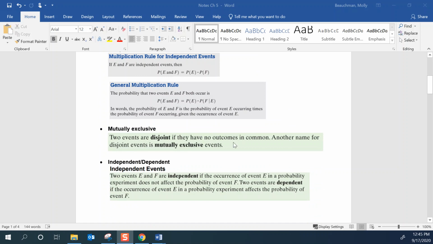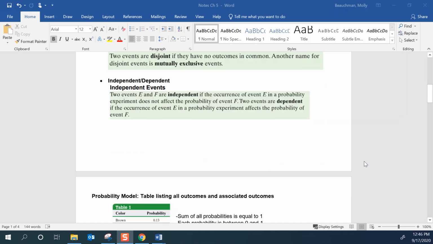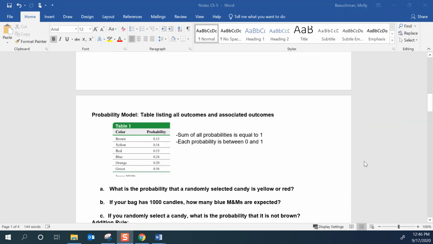Events are disjoint if they have no outcomes in common, another name for which is mutually exclusive. Then independent and dependent: two events are independent if the occurrence of event E in a probability experiment does not affect the probability of event F. They are dependent if event E affects the probability of event F. As we go through the examples, we're going to be using these properties.